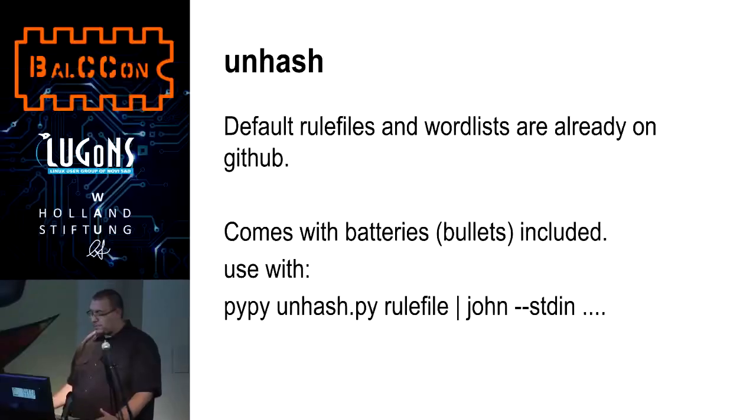For default attacks, you have all the rule files and word lists already available on GitHub, which means the whole project comes with batteries, or if you like, more bullets included. There's also an interesting part, because in the process of trying out this stuff, I was interested to see why Python is slow. So if somebody is a Python performance ninja, I would like them to take a look at the source code, because the normal Python interpreter is really slow. So I used PyPy, which helped considerably. And you can use it with a rule file and just pipe it into John or Hashcat or any other tool you like, and it will do it.